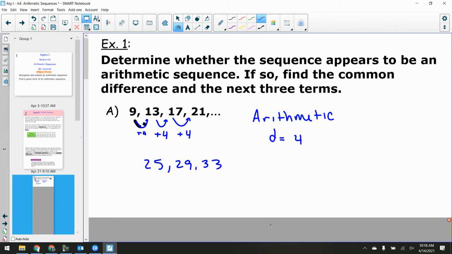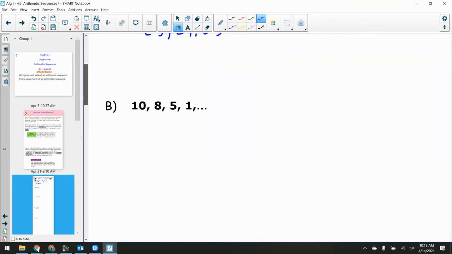Maybe it might say, which of these sequences are arithmetic? You might see a question, which of these sequences are geometric? We'll talk about that tomorrow. That's section 11.1. Let's do it again.